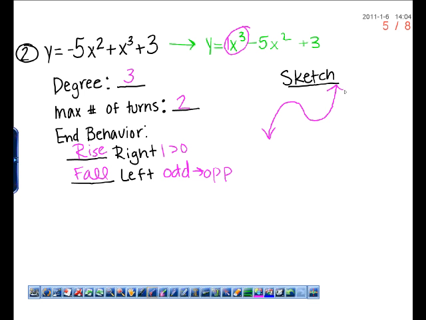Now, if you type this into your calculator, is this the graph that you would see? No. Wait until we finish notes, okay? This is not the graph you would see, but this is a possible graph.